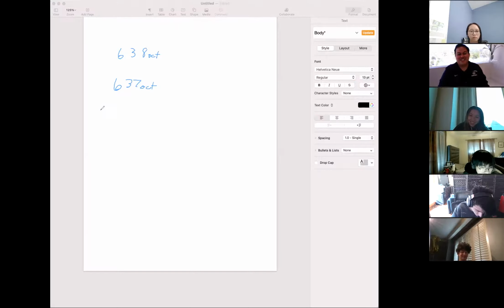All right, so 637. So 6, 3, and 7. I multiply this times 8 to the 0 power, 8 to the first, and 8 squared. So 8 to the 0 power is 1. 1 times 7 is 7. 8 to the first power is 8. 8 times 3 is 24.